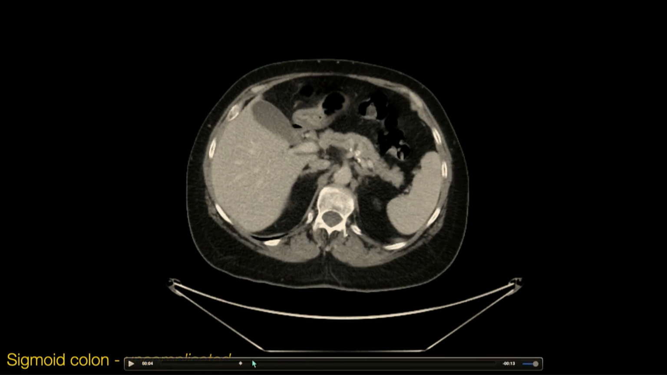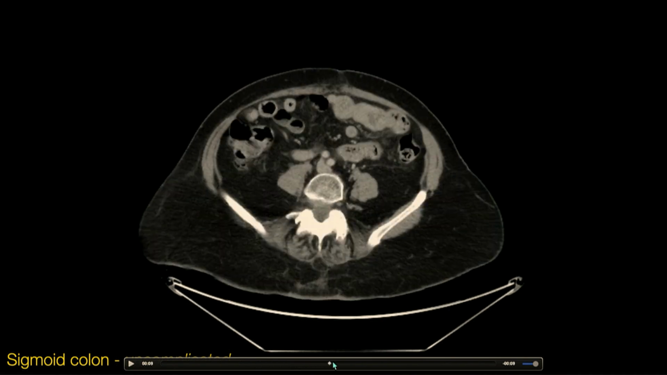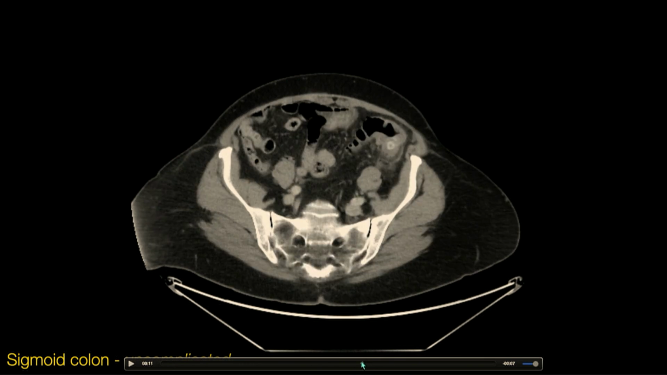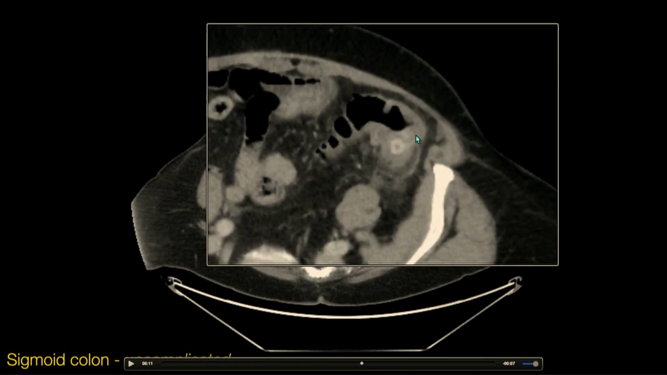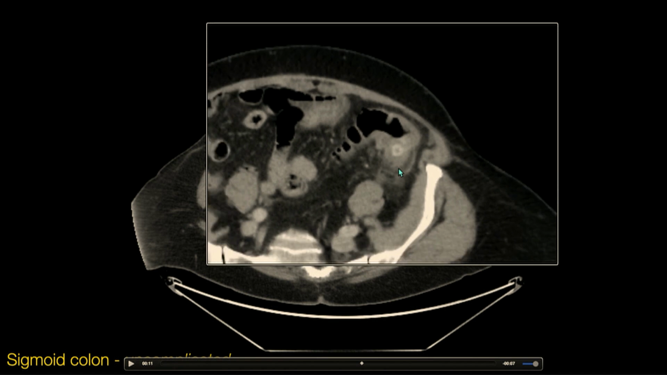Now we're touching on uncomplicated diverticulitis of the sigmoid colon, which we'll breeze through because I think we've all seen this plenty of times in our practices here. But we have that nice fecalith, that nice rind of inflammation, and that surrounding inflammation.